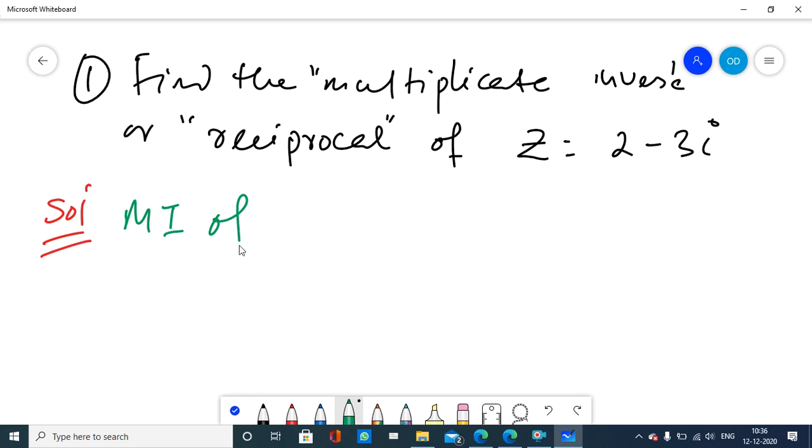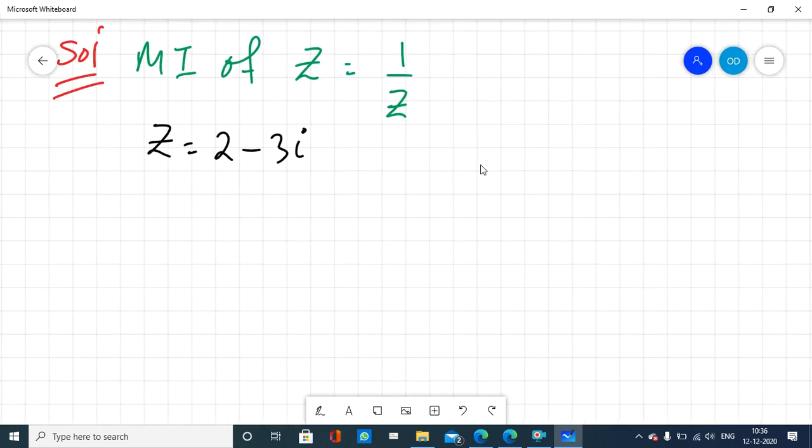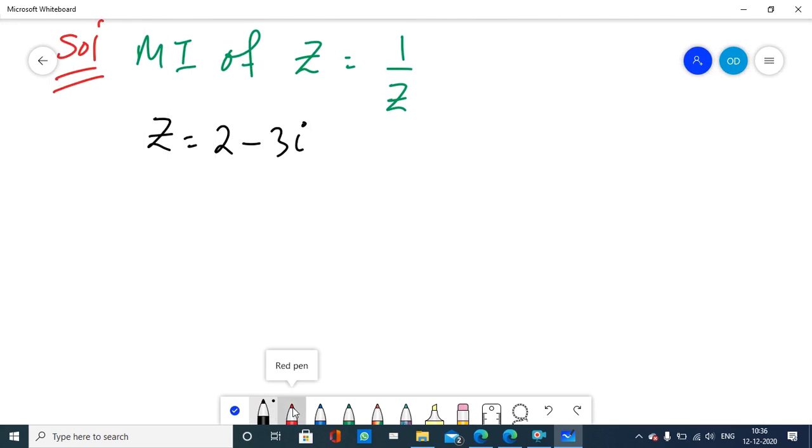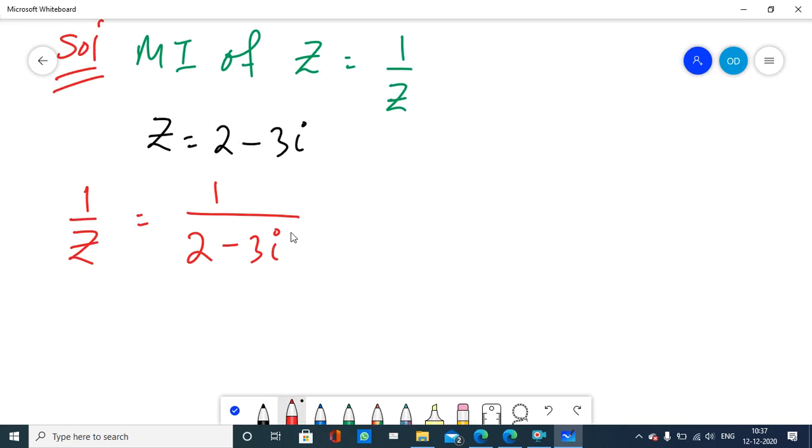Remember that the multiplicative inverse, MI, stands for multiplicative inverse or reciprocal, whatever. The multiplicative inverse of z is what? 1 by z, right? Or reciprocal, 1 by z. Clear? Now here z is equal to 2 minus 3i, given. Then we just have to find out 1 by z. Well, 1 by z is what? 1 by 2 minus 3i.